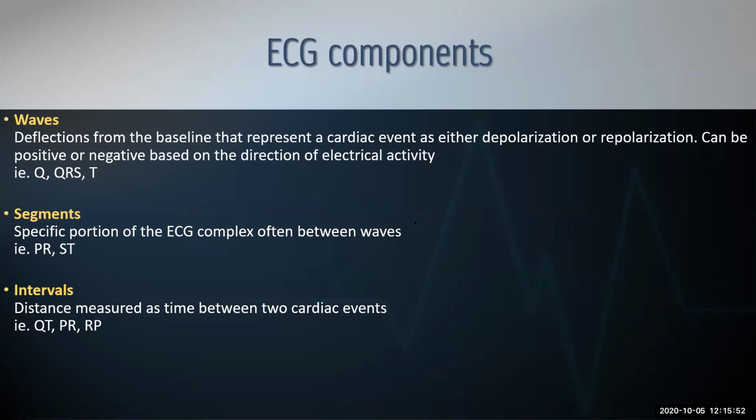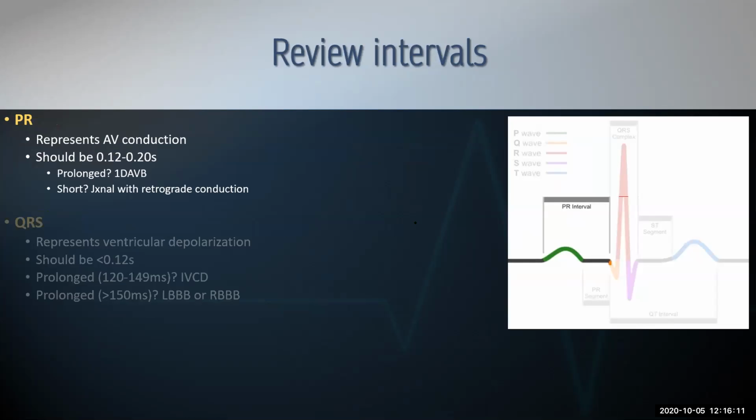So what are the basic components? You have your waves, you have your segments, and your intervals. Why do I mention this? Because again, when you're going through the systematic approach, it's very easy for us to just jump and skip past PR, QRS, and all these intervals and segments. So it's important to make sure you address every single one of these, because there is unique pathology that might happen to each one of them.